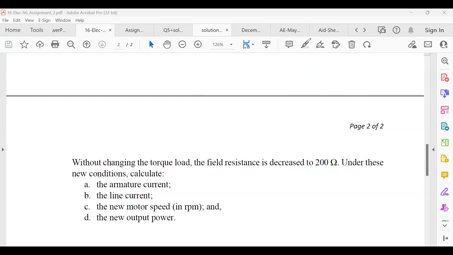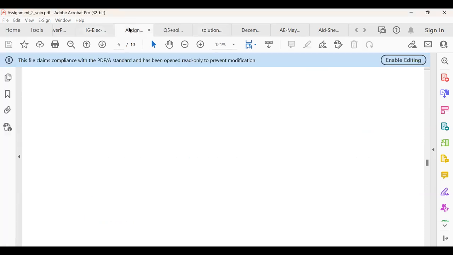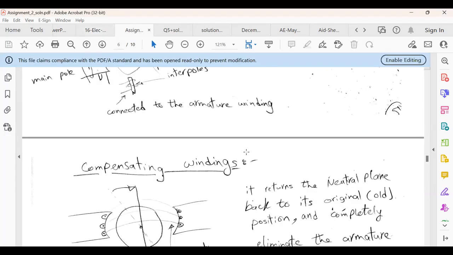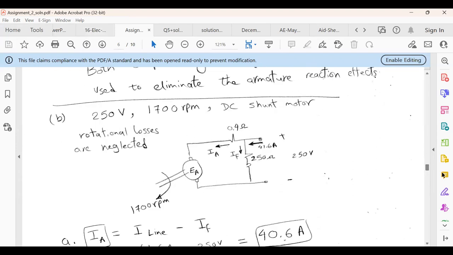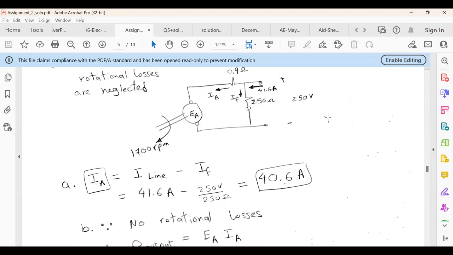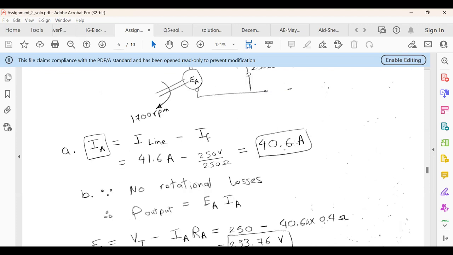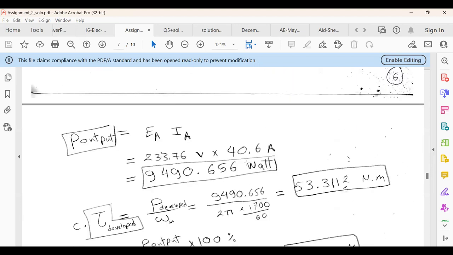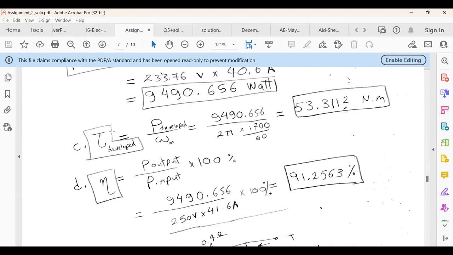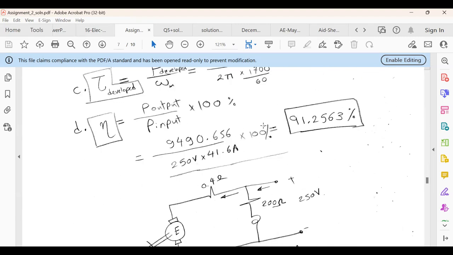And let me show you quickly because I know the time is running out. So I will try to show you quickly the answer. I like to have a sketch of the machine. This is the armature. No rotational losses, so this is the output. You get the E, and this is the output. You get the torque, and you get the efficiency. 91, that's a good number.